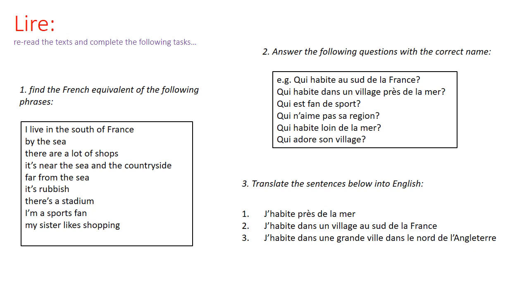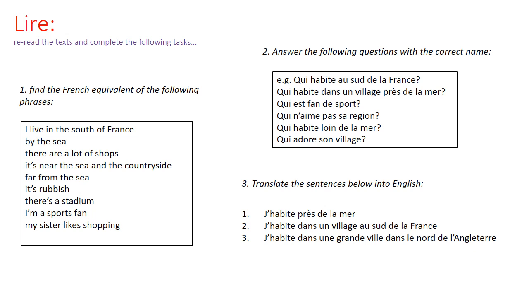Okay, so the next one then, on top of that, answer the following questions with the correct name. So, qui habite au sud de la France? We know that one is Jean. Jean lives in the south of France. Who lives in the south of France? Okay, so we've got questions asking who does what, and what you have to do is note down the name.